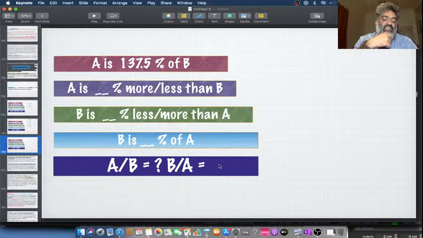A is 37.5% more than B. And in this one, you don't even need to write it down. If anything is 100 more than 100, just subtract 100 from it and you will know the more than relationship. Or play with the equation, that's also fine.